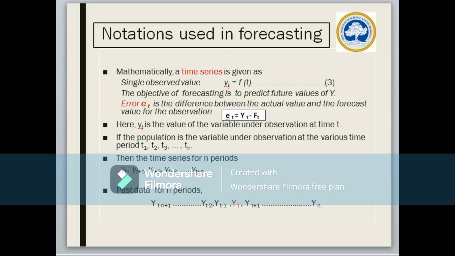Error Et is the difference between the actual value and the forecasted value. So Et equal to yt minus f of t. For example, if the actual value is 100 and the forecasted value is 90, the error is 10. Here yt is the value of the variable under observation at time t. If it is the various time periods t1 to tn, then the observed values are yt plus 1, yt plus 2 till yt plus n.